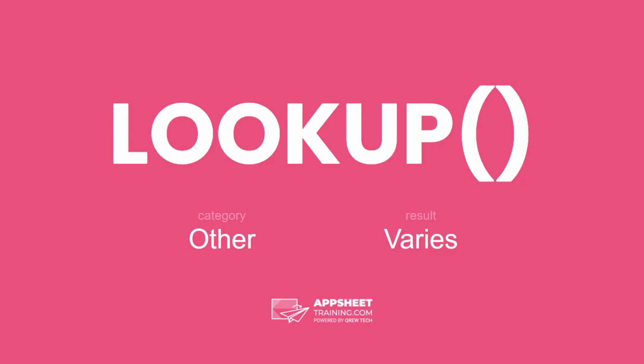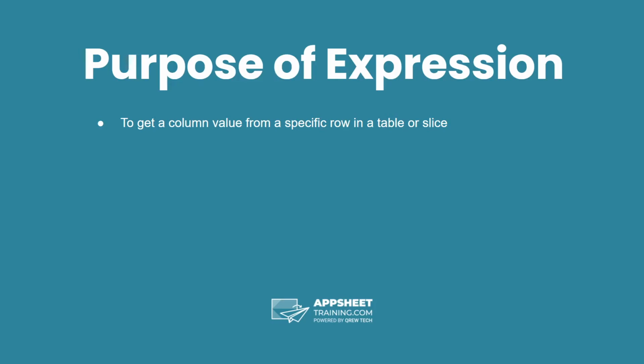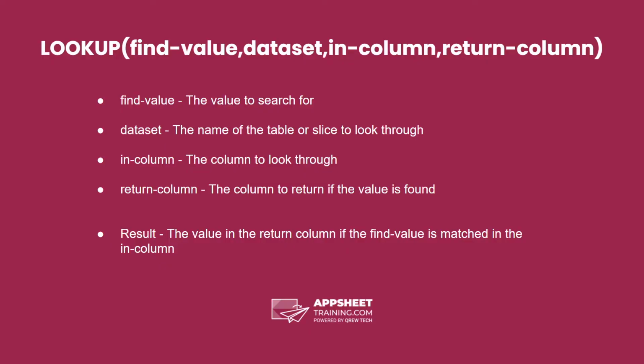The lookup expression is in the category Other and has varying results for the data type. The purpose of this expression is to get a column value from a specific row in a table or slice. The lookup expression has 4 parameters.